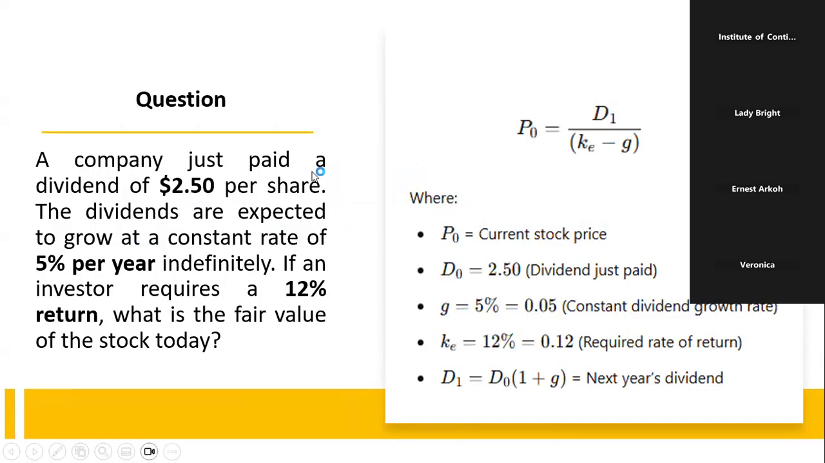A company just paid a dividend of 2.5 per share. Dividends are expected to grow at a constant rate of 5% per year indefinitely. If an investor requires a 12% return, what is the fair value of the stock? So we have our current stock price we are looking for. Our dividend has been stated, growth has been stated, our discount rate or required rate of return is stated. And we are using the Gordon's growth model.